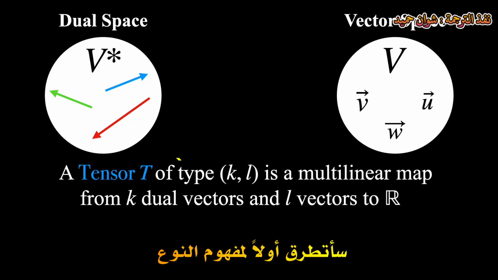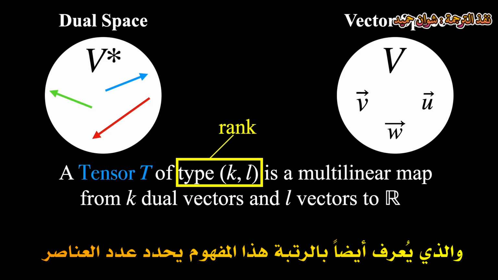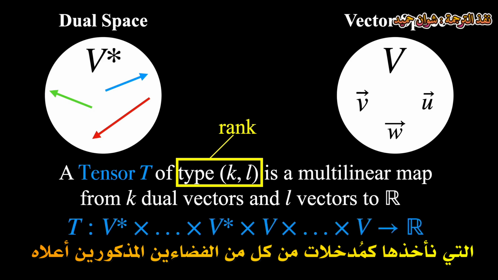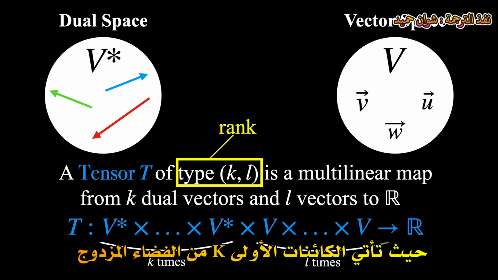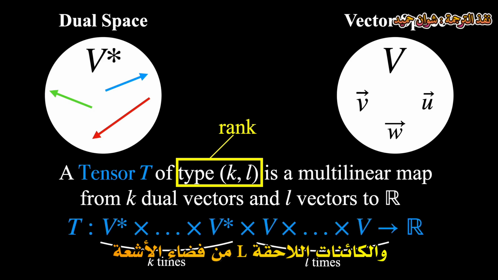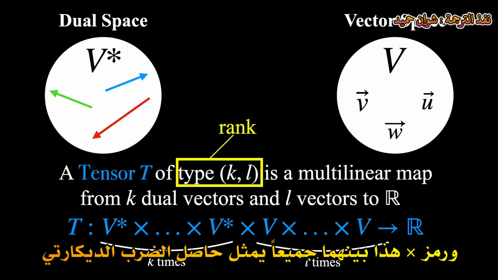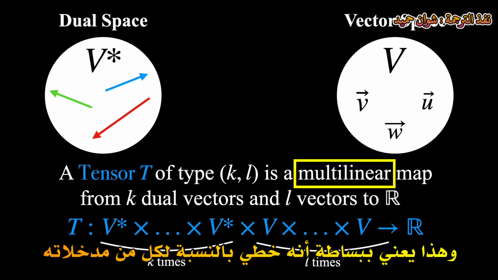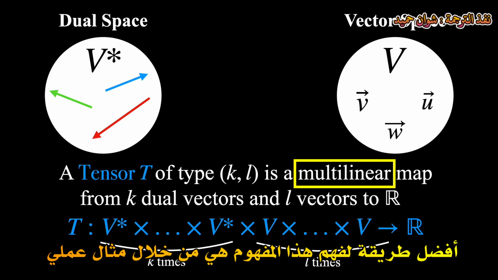The first thing I'll address is this notion of type. Another word you might encounter for it is rank. It simply captures how many elements you are taking as inputs from each of the above spaces, where the first K elements are from the dual space and the next L elements are from the vector space. And this X symbol between them all is the Cartesian product. Secondly, this map must be multilinear, which basically just means that it is linear in each of its arguments. The best way to understand this is to go through an example.